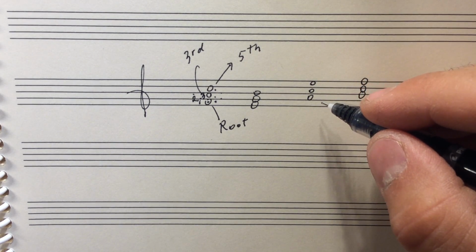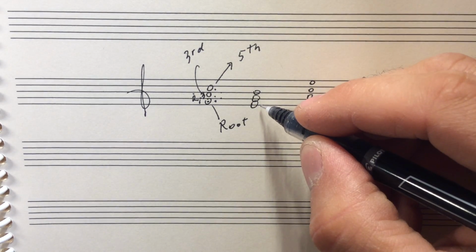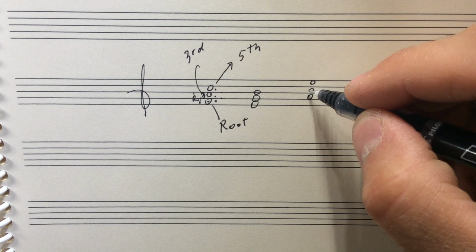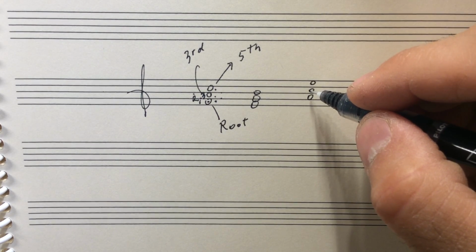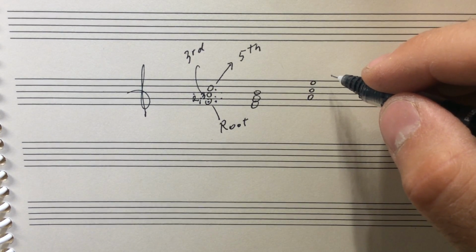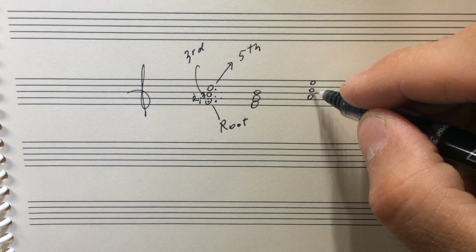Now, triads are named by the bottom note, the root note. So this is a triad built on the note E. And the third of the chord, the middle note, determines the quality of the triad, whether it be major or minor. So once again, it's really important to have your knowledge of key signatures rock solid so you can determine the key or the quality of the chord from the root to the third.